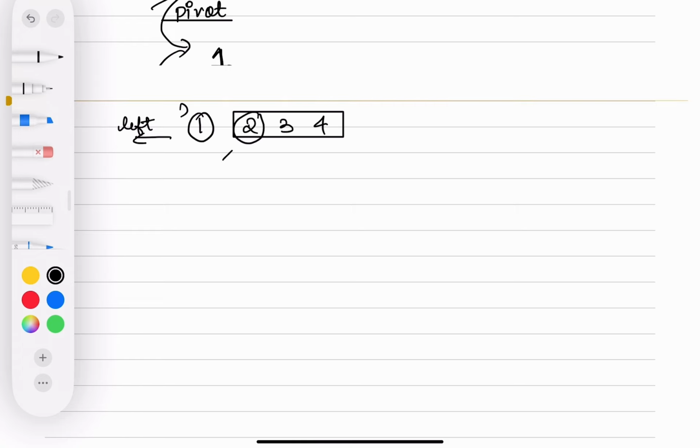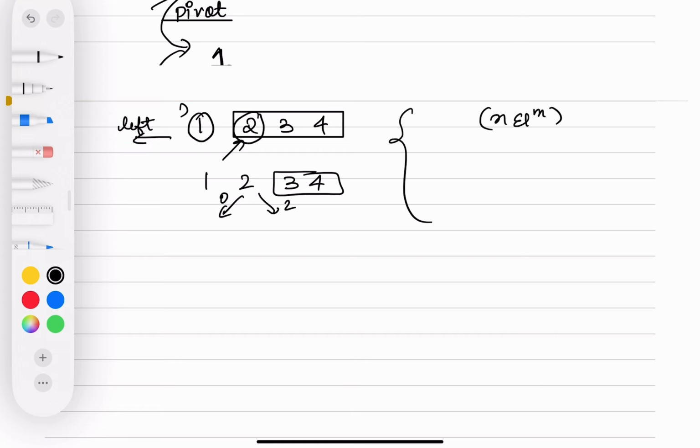So again you will take the second element. So 1 and 2 will remain here. Then 3 and 4 you need to talk about. So after 1 at left you have nothing. Here you will have 2 elements. So if you have n elements, at the left partition you will have 0 and you have n minus 1 elements. Then in the next pass you will have 0, you will have n minus 2 elements.